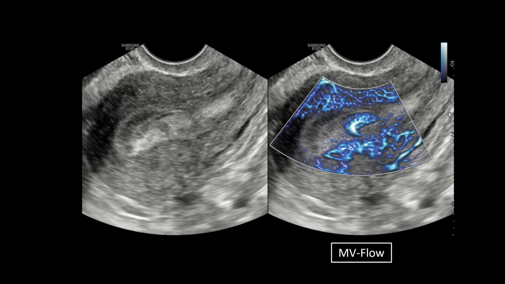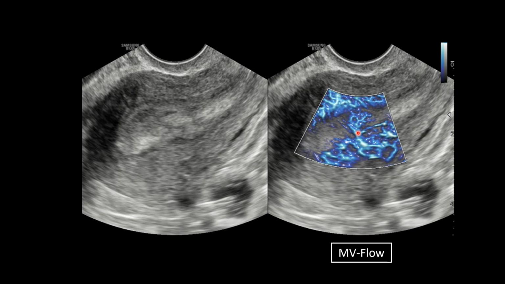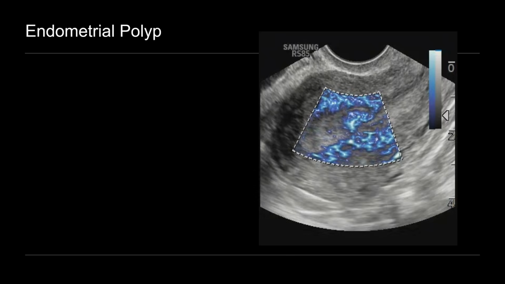Another key feature that we see with endometrial polyps is the identification of internal vascular flow. Here we have MV flow, which is a form of microvascular flow imaging that detects slow flow in small caliber vessels. And you can see that there's a branching flow extending into this polyp from a vascular stalk or pedicle. And just another image highlighting that branching. And here we're looking at that on real-time imaging.